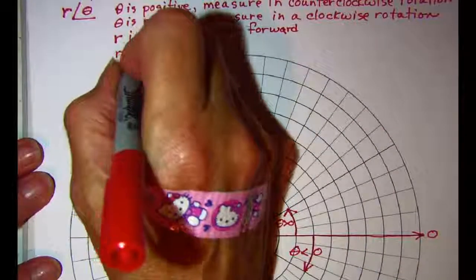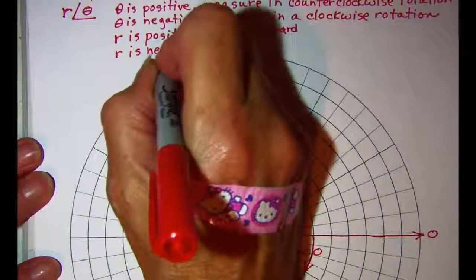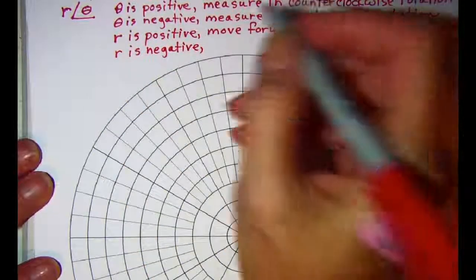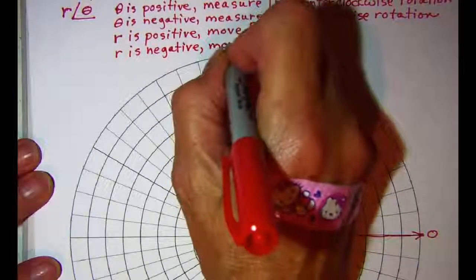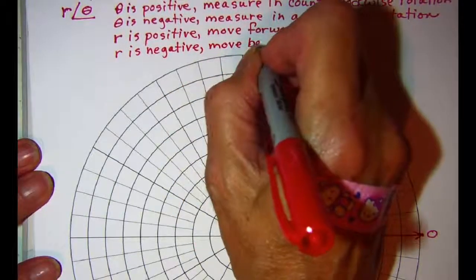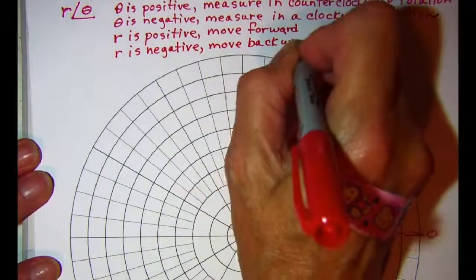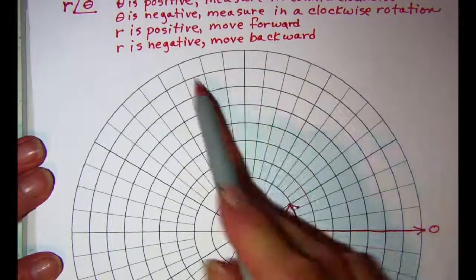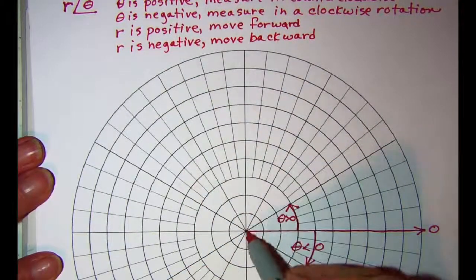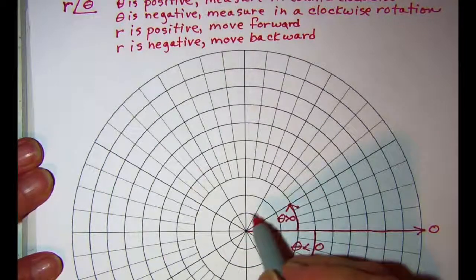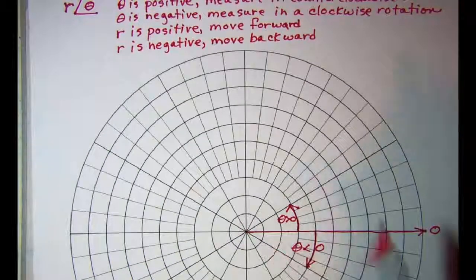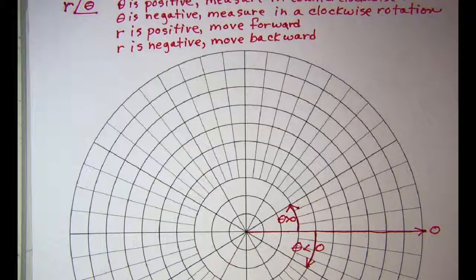If r is negative, we move backward. So if we had a negative r value, we would start at the center point, and instead of moving along the vector of the angle, we would move backwards. So let's look at a few points.